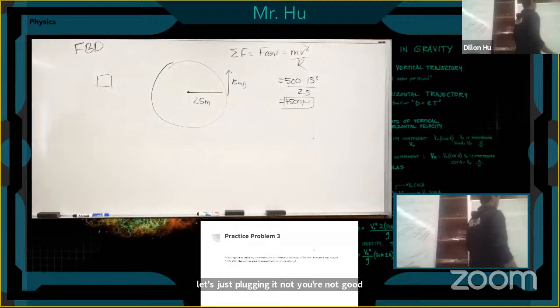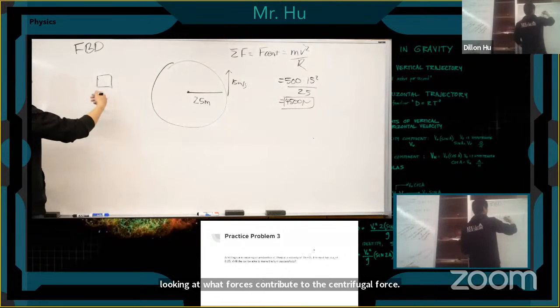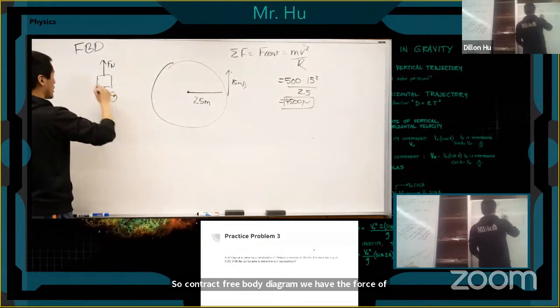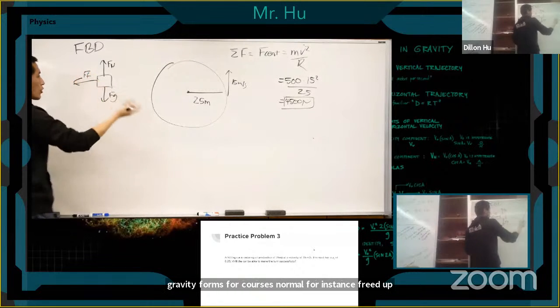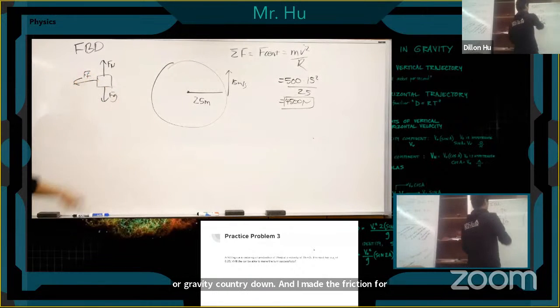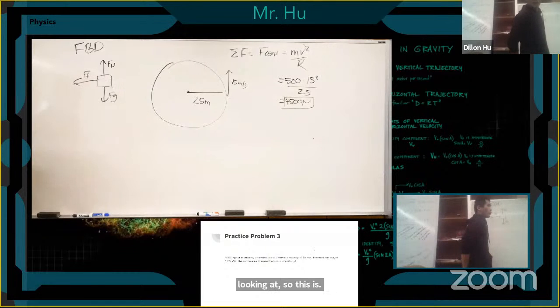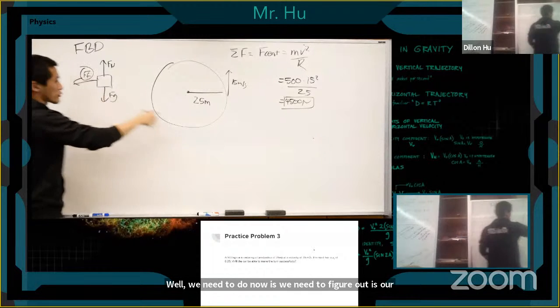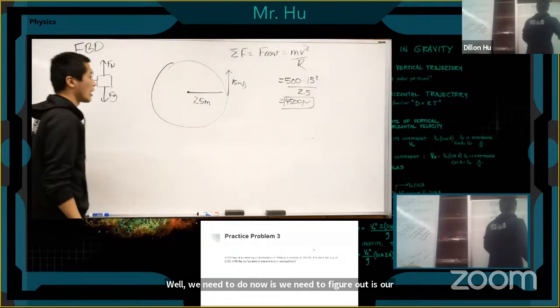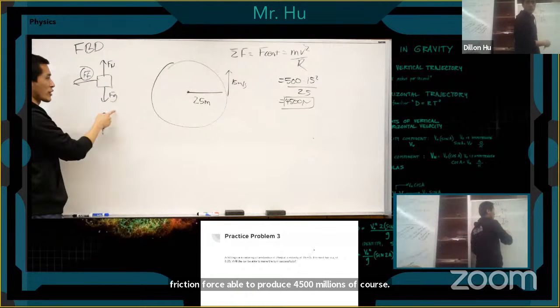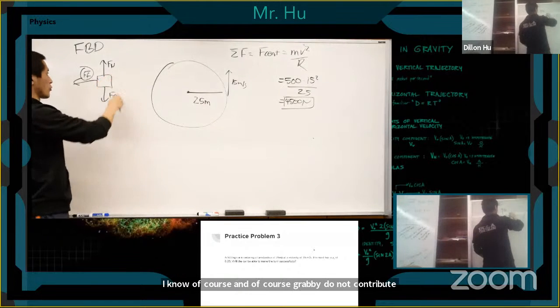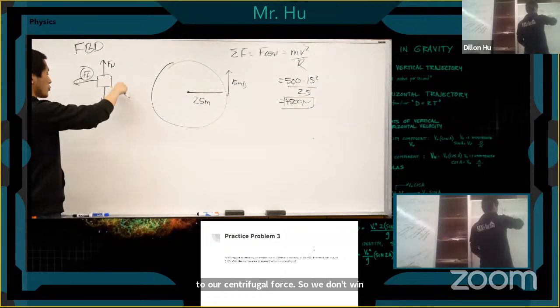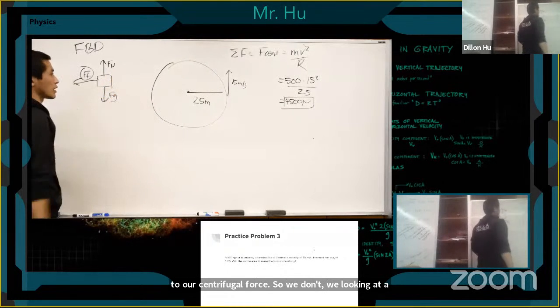The hardest part is going to be looking at what forces contribute to the centripetal force. If we draw a free body diagram, we have the force of gravity going straight down, the normal force going straight up, and then we have the friction force going to the left or right, depending on which angle you're looking at. This is the exact same as what we did earlier. What we need to do now is figure out, is our friction force able to produce 4,500 newtons of force? Our normal force and our force of gravity do not contribute to our centripetal force, so we're not including them when we're looking at the centripetal force.